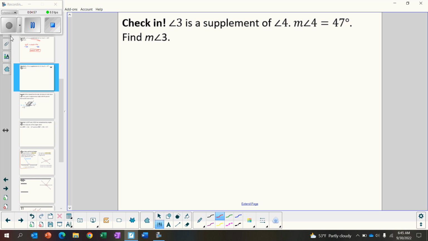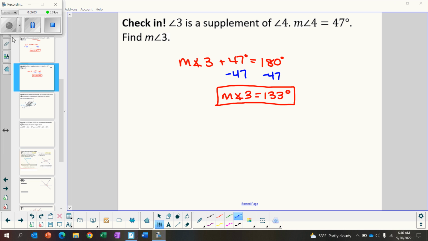All right, try the check-in, pause it, and when you're ready, play to see your answer. All right, so supplement means supplementary, so we add to 180. So the measure of angle 3 plus 47 equals 180. We get the measure of angle 3 is 133 degrees.